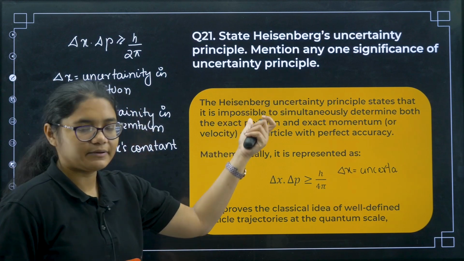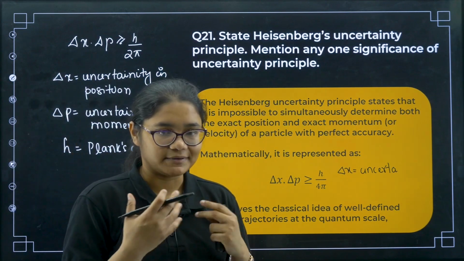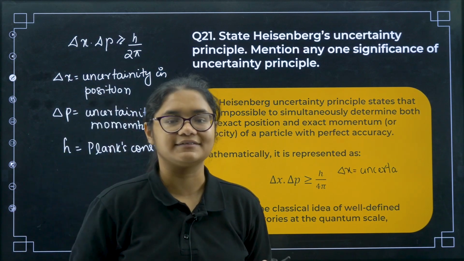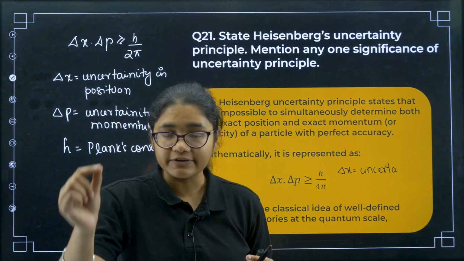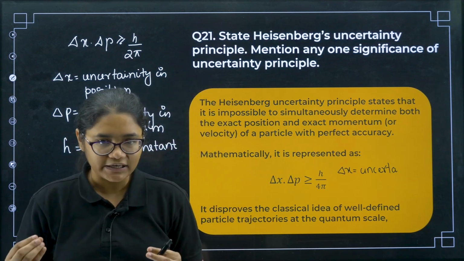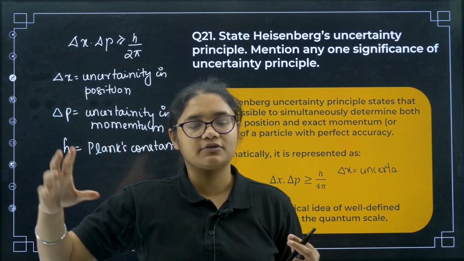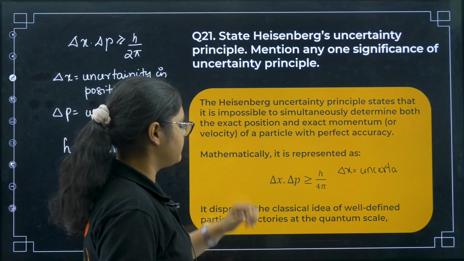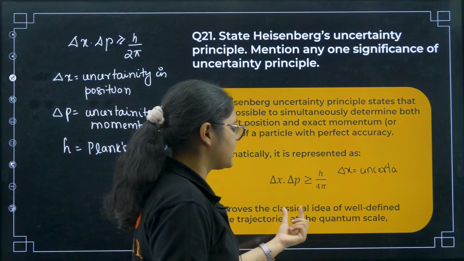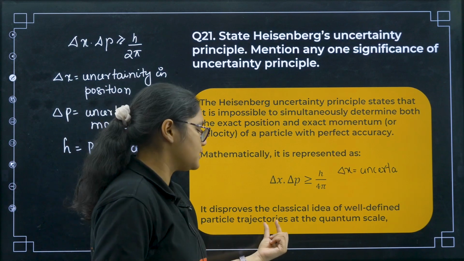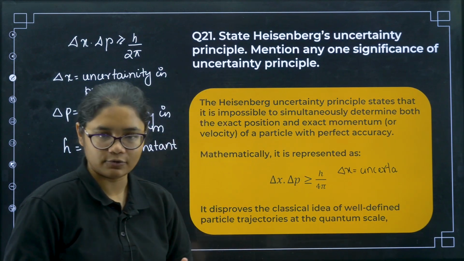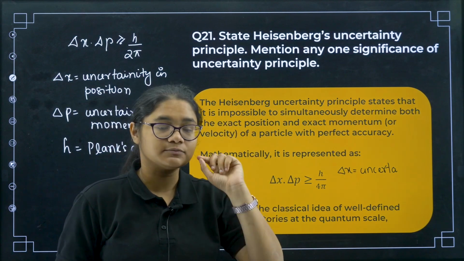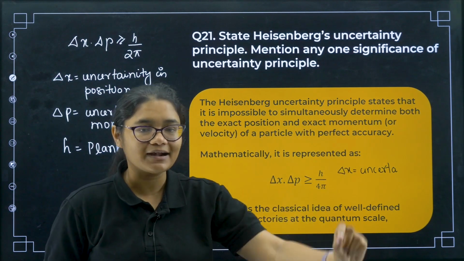Now what is its one application? Due to this Heisenberg principle only we can say that electrons do not have an exact trajectory, they do not have a fixed path to move around the nucleus, and that is why the wave nature of electron could be discovered. So that is your significance. It disproves the classical idea of well-defined particle trajectories at the quantum scale.